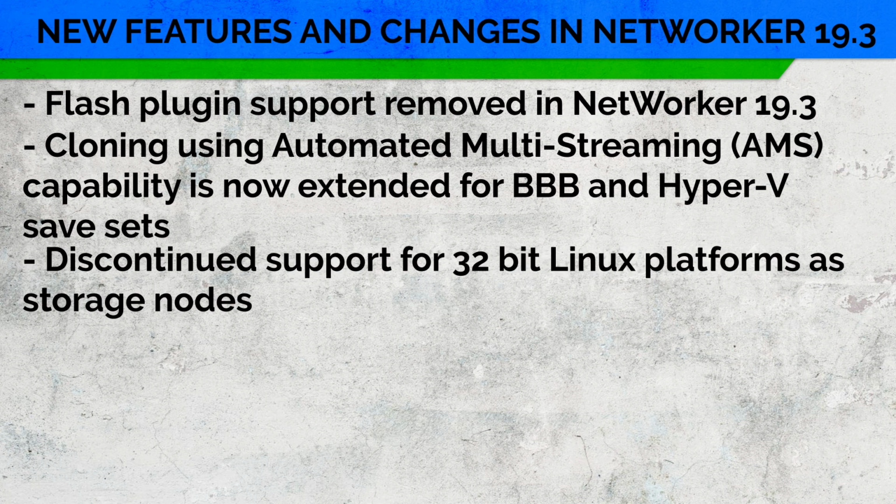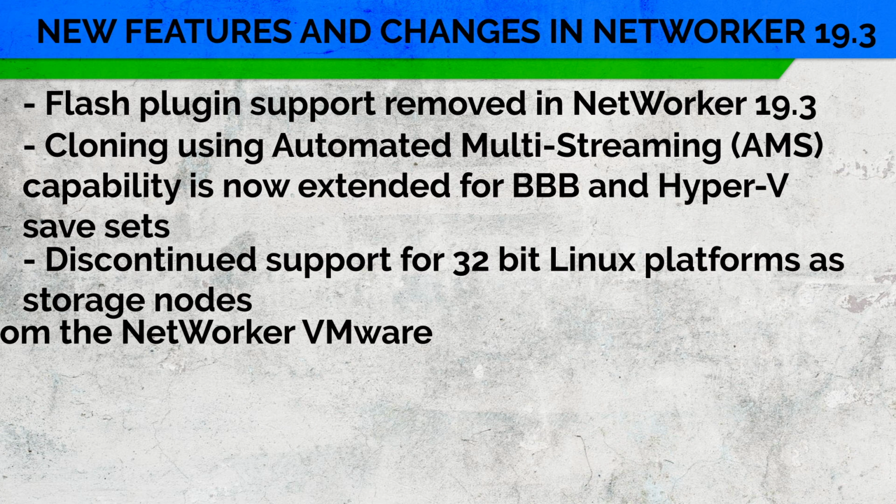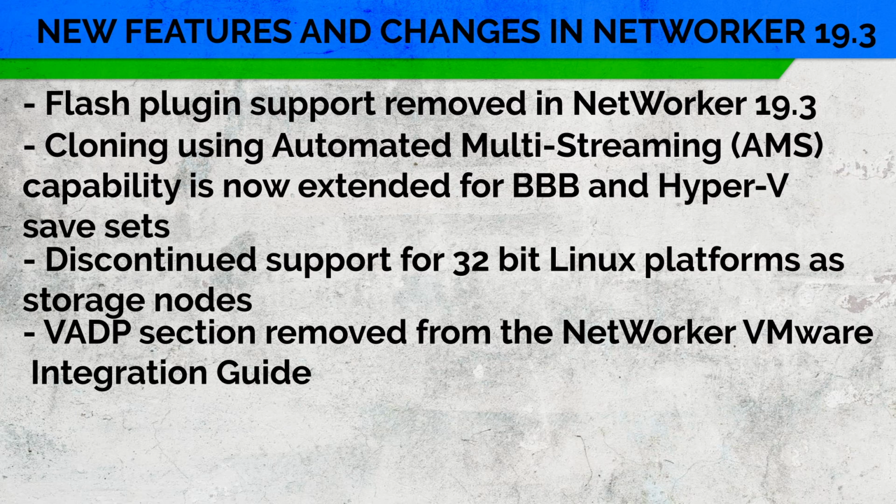Discontinued support for 32-bit Linux platforms as storage nodes. Support on Red Hat Linux 32-bit, SUSE, and CentOS 32-bit platforms has been discontinued from NetWorker 19.3 onwards. So these 32-bit packages are removed from the release distribution side as well. The VADP section was removed from the NetWorker VMware integration guide because VADP recovery is not supported from 19.3 onwards. Therefore, the VADP recover section has been removed from the NetWorker VMware integration guide version 19.3. So these are the enhancements and changes that have come with 19.3.